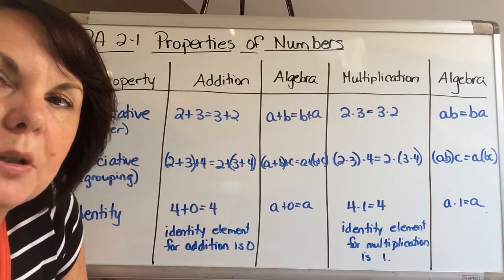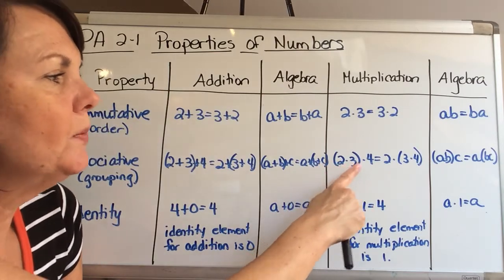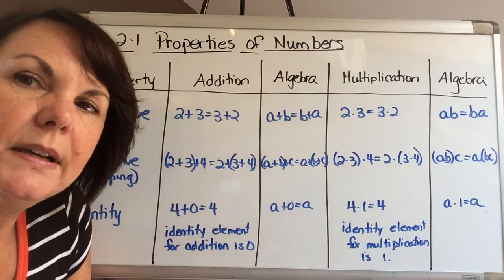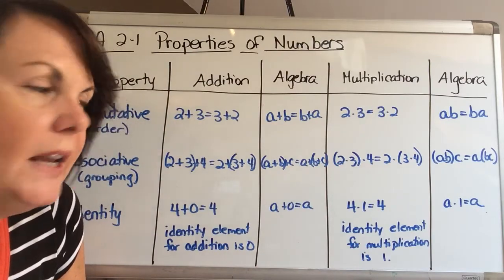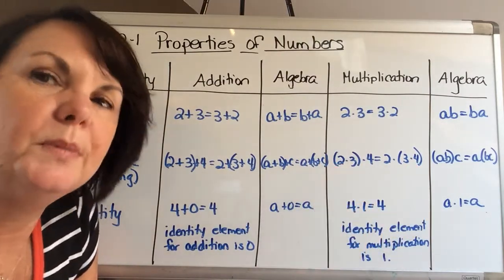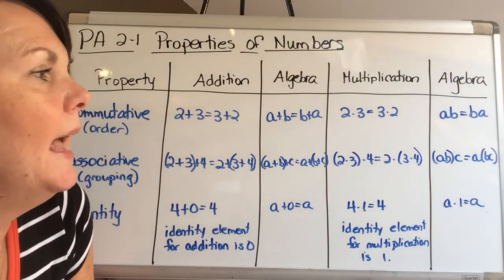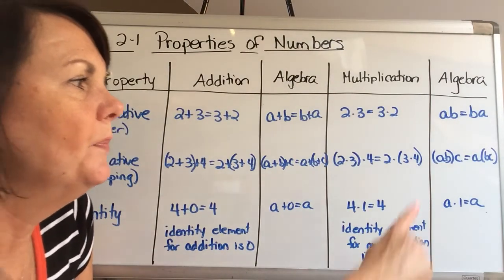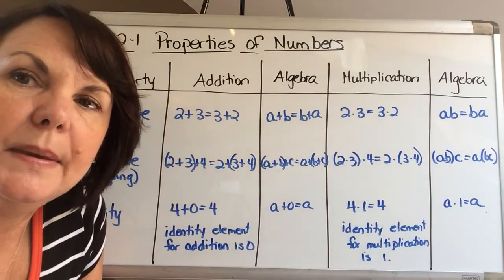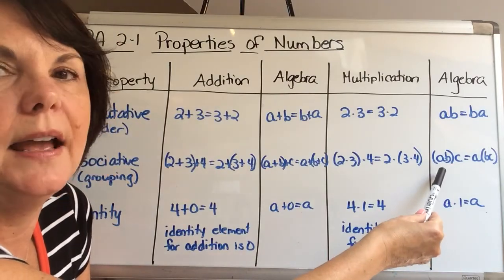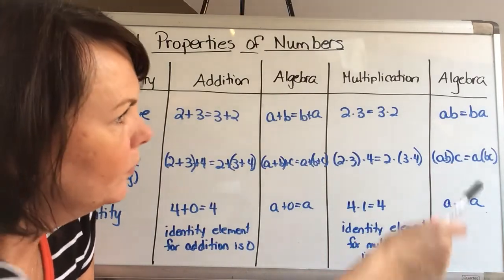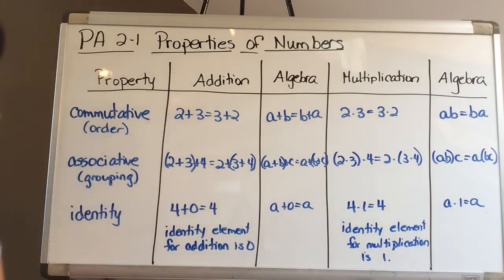With respect to multiplication, (2 times 3) times 4 equals 2 times (3 times 4). My order didn't change, but the numbers that I grouped together did. And with respect to algebra, (ab)c equals a(bc). On the left side, I've grouped a and b, but on the right side, I've grouped b and c.